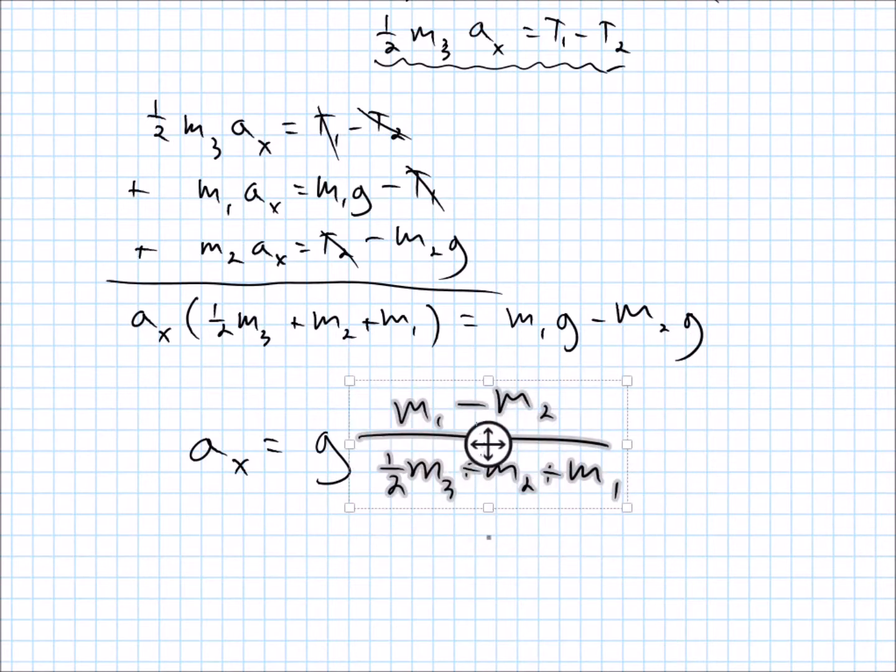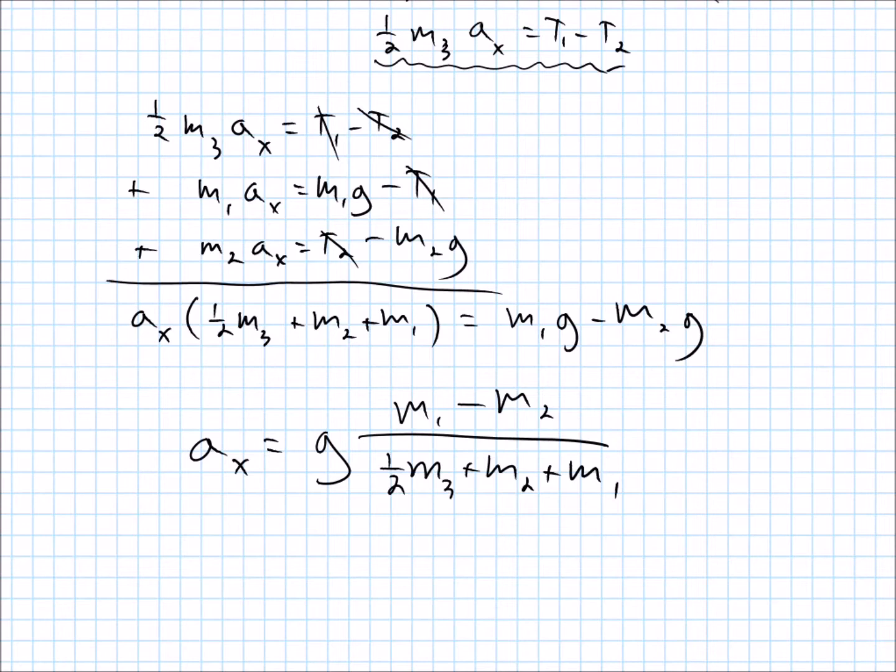Okay, so here we have the acceleration in the end is going to be a piece of the gravity, and the piece is in the form of a difference of the masses over the sum of the masses. Like I keep saying in the other Atwood's machine videos, this happens. You've got a difference of masses over the sum of the masses.